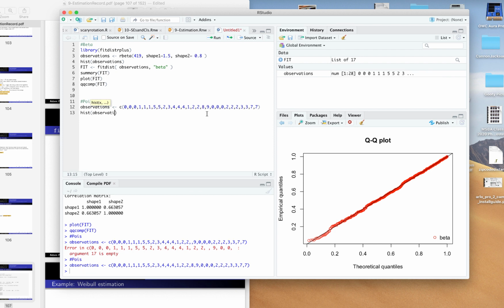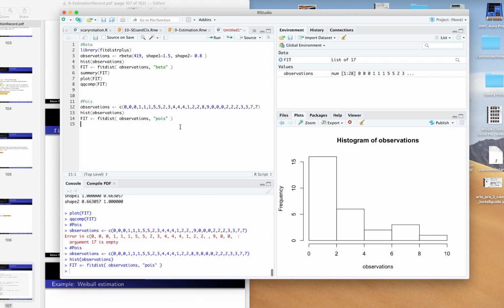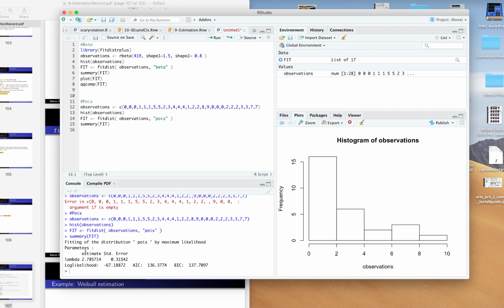And let's just take a look at the data values that we have. So that's my histogram. I want to fit it to a Poisson distribution. What's going to be the MLE estimate for lambda, the parameter of the Poisson distribution? Well, put in as our first argument whatever my data vector is. Second argument, in quotes, the name of the distribution as R knows it. So let's fit it to the Poisson distribution. And it looks like the MLE estimate is to have the lambda parameter be 2.79 or so.